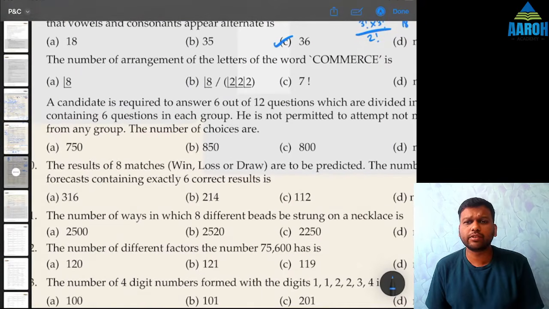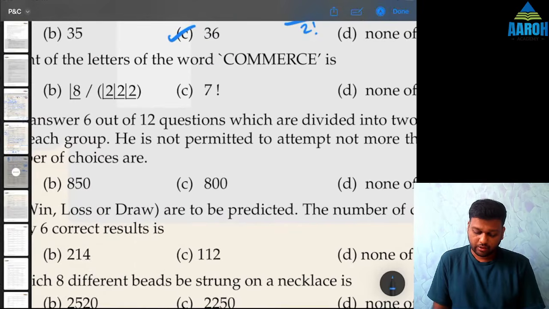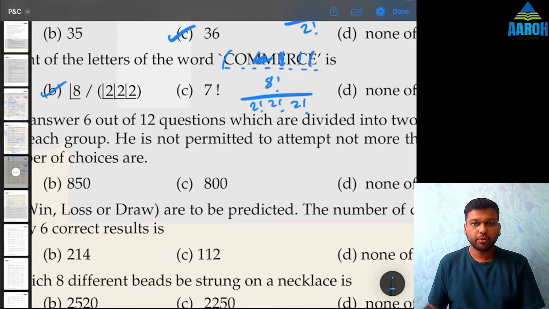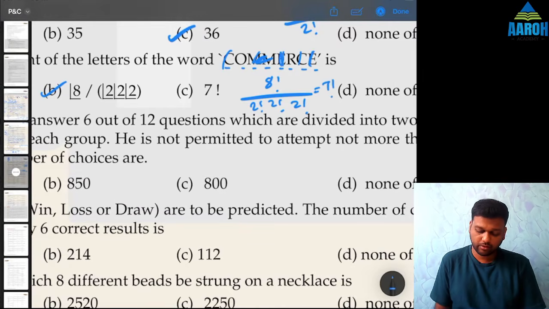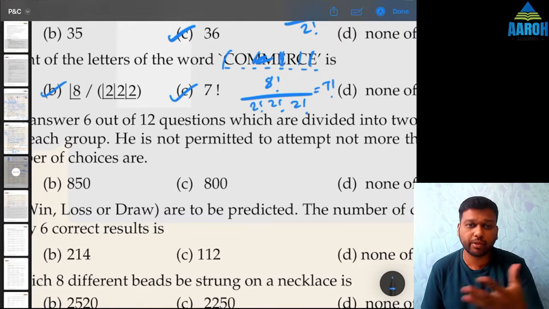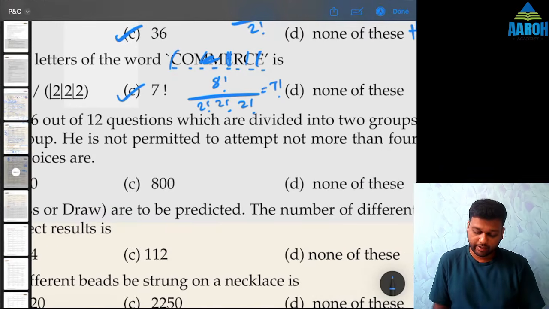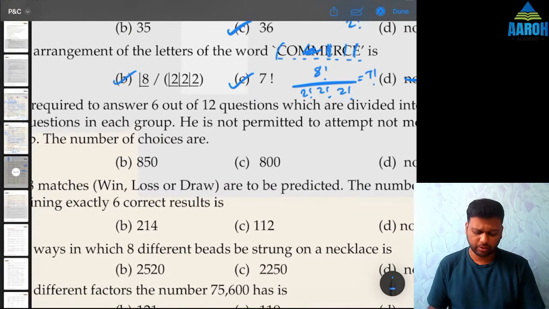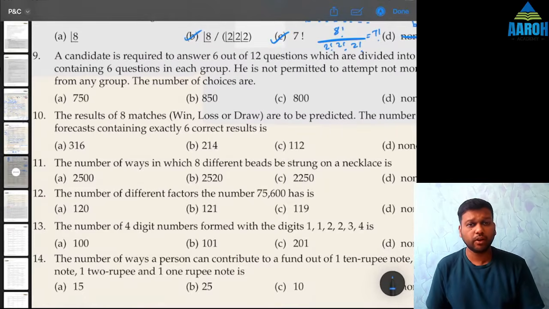The number of arrangements of the letters of the word commerce: there are 1, 2, 3, 4, 5, 6, 7, 8 letters. So 8 factorial divided by, C is 2 times, so 2 factorial, M is 2 times, so 2 factorial, E is 2 times, so 2 factorial. O and R are not repeated. So B is the correct answer. But if you check, this is the same as 7 factorial also. So C can also be the answer. Obviously this will not happen in the exam, or they will give this as B or C. But here they have not given, so B and C both you can take. In the exam this will not happen.